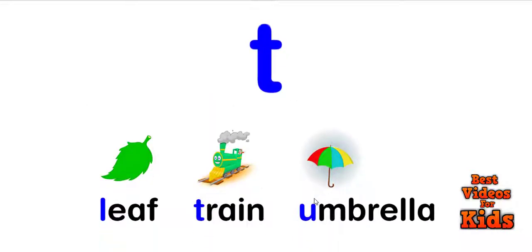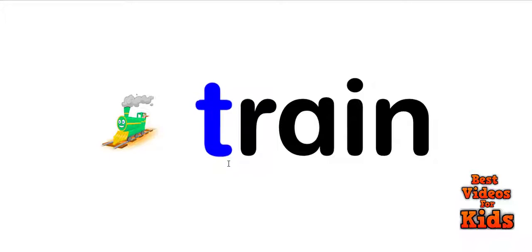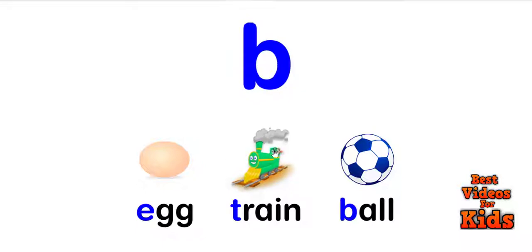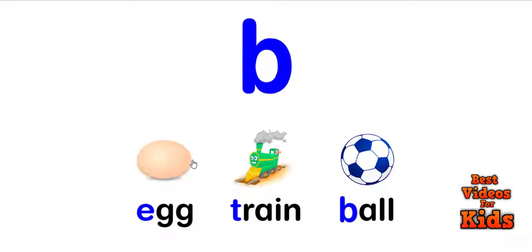Which word starts with the letter T? No, try again. That's right. T is for train. Which word starts with the letter B? No, try again. That's right. B is for ball.